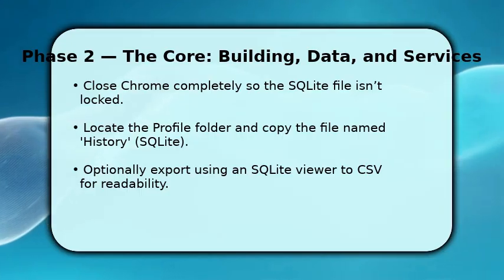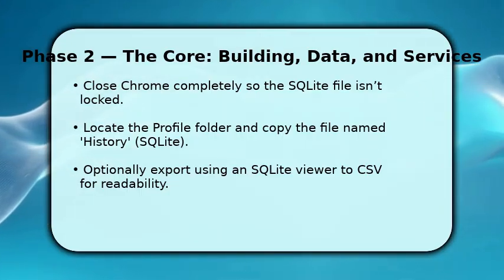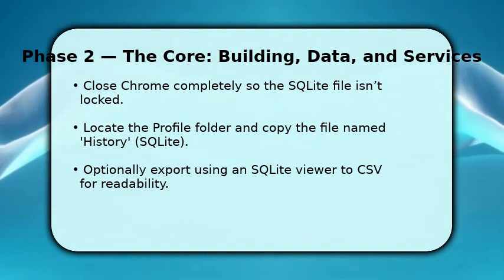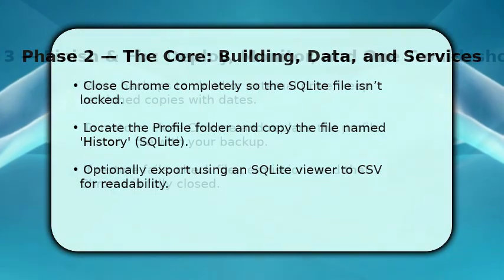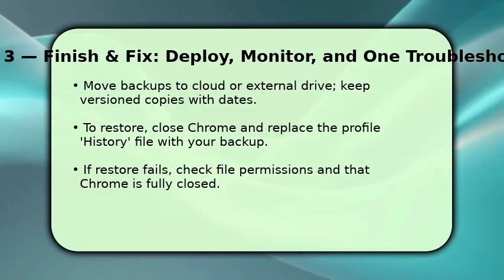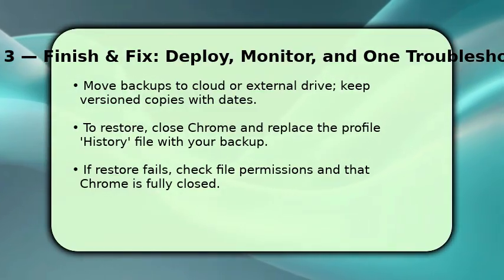Make at least 2 copies, one local, one on removable media. This step preserves raw data and maintains timestamps for future restores. Finally, move your copied history files to secure storage, cloud, external drive, or both, and label them with the date so you can version compare later.